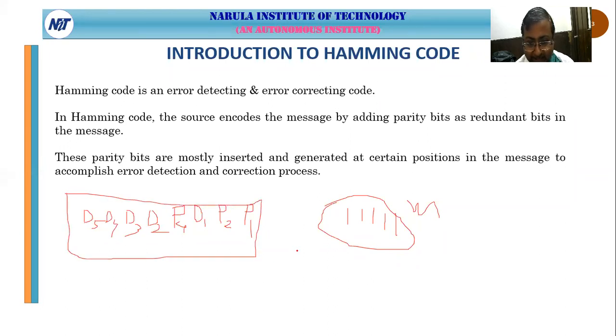So the Hamming code length should be, suppose M is the number of message bits, K is the number of parity bits, P1, P2, P4, 3 parities are there. So what will be the code word of the Hamming code? That is M plus K, so that is 5 plus 3, which is equal to 8. So 8-bit Hamming codes are there.